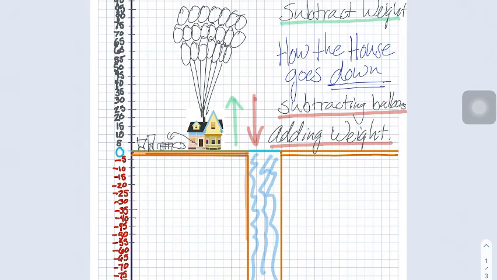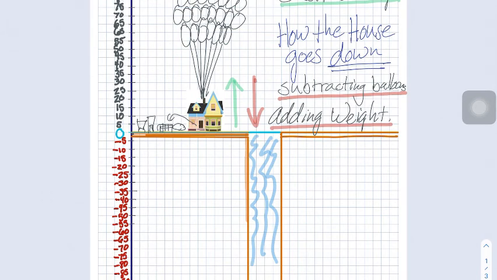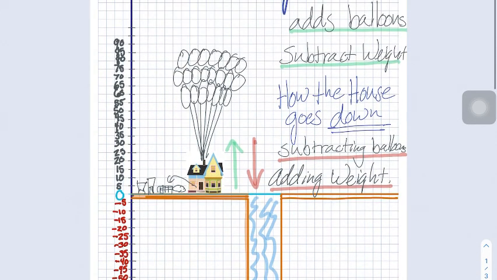So what does this have to do with positive and negative numbers? Well, it works the exact same way. Adding and subtracting positive and negative numbers works the same way. If you want a number to go up, there are two things that you can do. You can add positives to it, or you can subtract negatives.